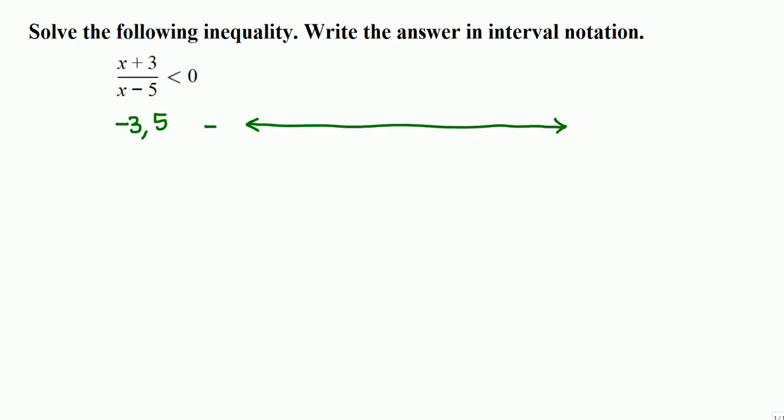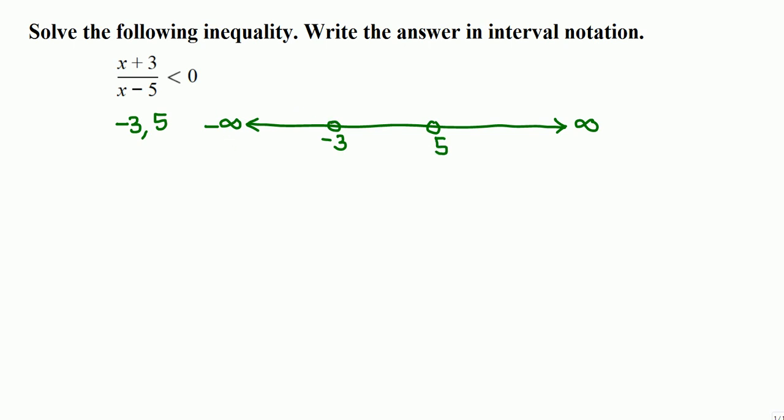on the number line, negative infinity through positive infinity, and this is strictly less than 0. So when we write down the answer in interval notation, we will be using parentheses, not brackets, because it's strictly less than 0. So I would use open circles for both negative 3 and 5.